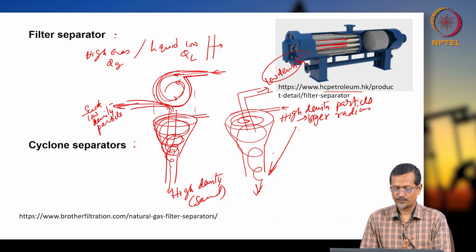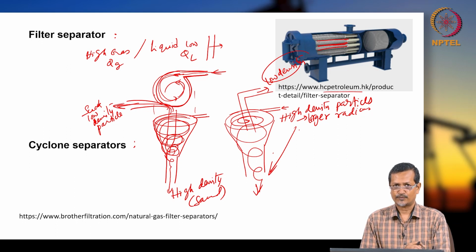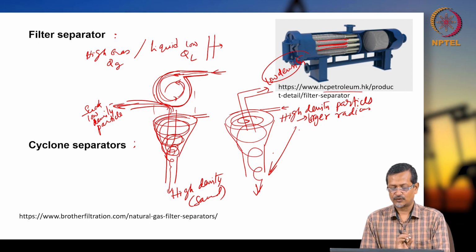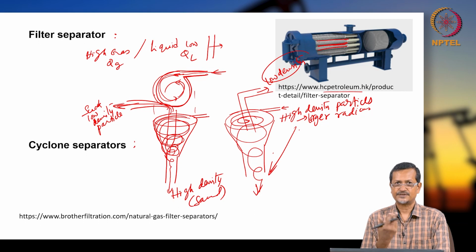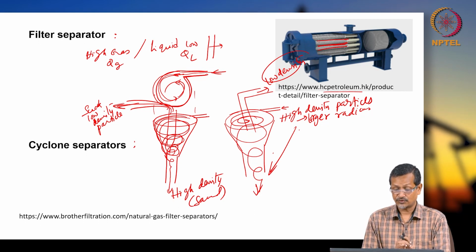But there is one problem: this is very much sensitive to the flow velocity and pressure. If you do not maintain proper flow velocity, separation will not be proper. So it is required to have a good flow velocity. Flow velocity means actually you have to maintain a certain pressure. The pressure drop will also be high.